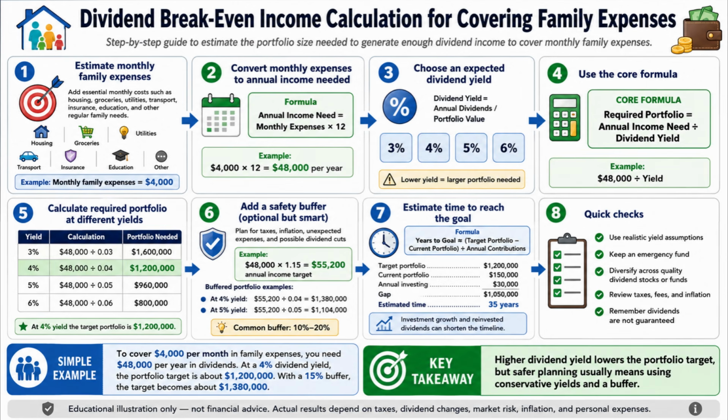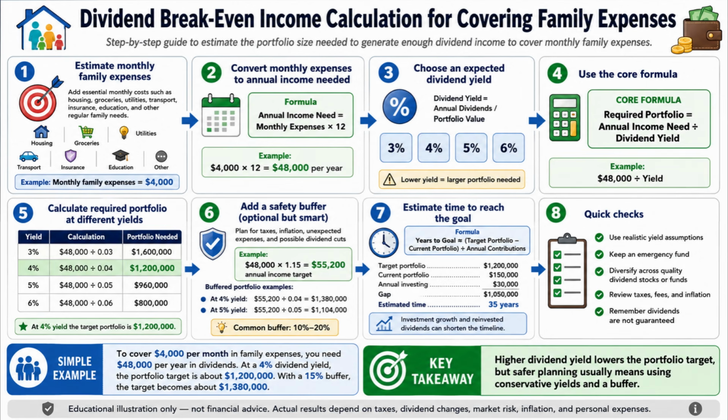However, it is also smart to add a safety buffer. A buffer helps account for taxes, inflation, unexpected expenses, fees, and possible dividend cuts. A common buffer may be around 10 to 20%. In this example, a 15% buffer is added to the $48,000 annual income need. That increases the target to $55,200 per year. With this buffer included, the required portfolio becomes higher.